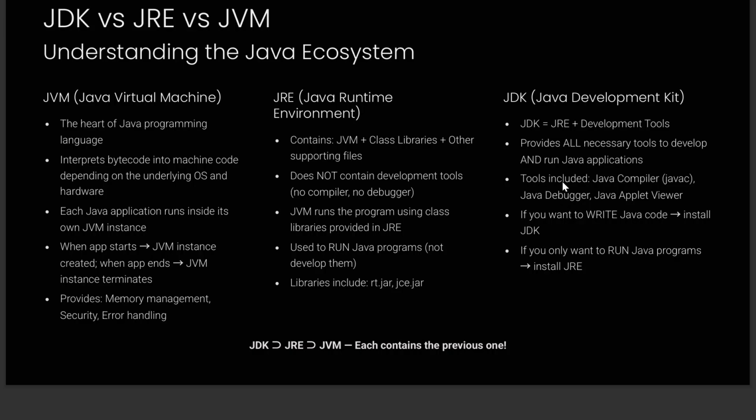The tools included as part of the development tools are the Java compiler, which is javac, the Java debugger and the Java applet viewer. So if you want to write Java code, you need to install JDK. JDK is the important thing. Once you install JDK, you will automatically get JRE and JVM, everything. If you only want to run your Java programs, then you need the Java Runtime Environment. So here's the thing, JDK contains JRE and JRE contains JVM.